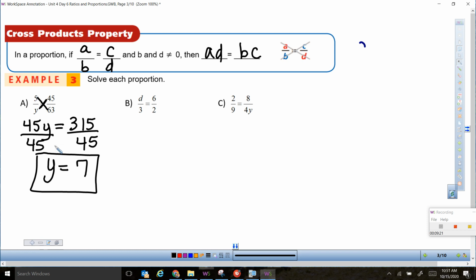Okay, more practice. Problem B. Now, it doesn't matter which diagonal you multiply first. I just always multiply the diagonal that has the variable. So for this one, I'm going to multiply this diagonal first because it has the D. What's D times 2? 2D. Set it equal to the other cross product. This diagonal is 3 times 6, which is 18. How do I get rid of this 2? Divide both sides by 2. So D equals 18 divided by 2, which is 9. So D equals 9.